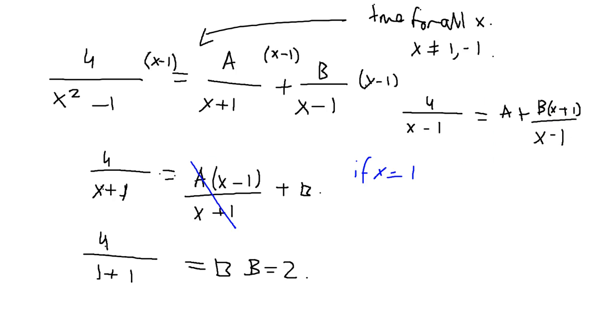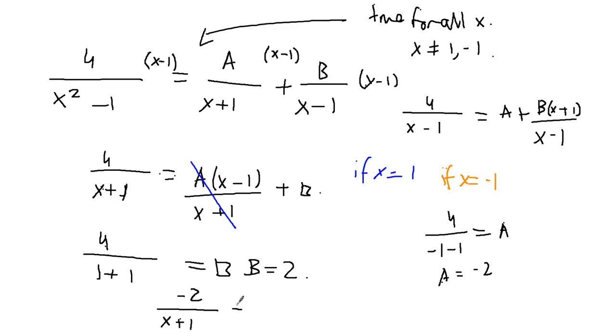And then we can set, let me use a different color. If x is equal to minus 1, then this is gone because minus 1 plus 1 is 0. 0 times b is 0. There's nothing there. And you get 4 over minus 1 is equal to a, so a equals negative 2. So your final partial fractions decomposition from this pretty simple method is minus 2 over x plus 1 plus 2 over x minus 1. Or 2 over x minus 1 minus 2 over x plus 1.